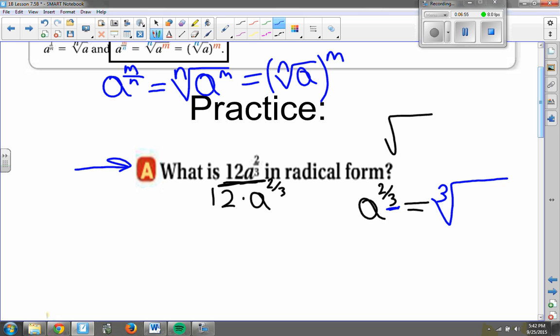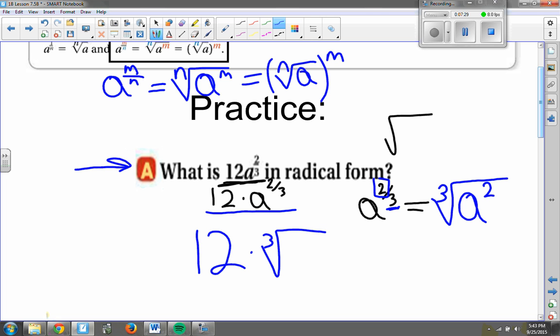And really I'm taking the third root of still a, and the numerator of my fraction over here is still an exponent on my a. So a to the 2/3 really is the same as the third root of a to the 2nd power. Right? Now I go back to my expression over here, and I keep the 12 the same, but I rewrite the a to the 2/3 power. So I'm going to write 12 times the third root of a to the 2nd.